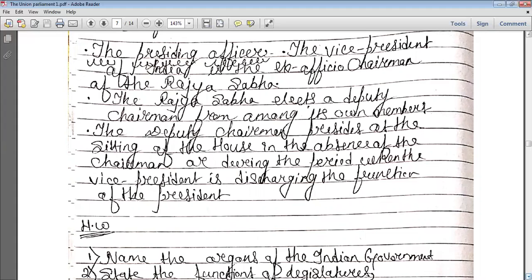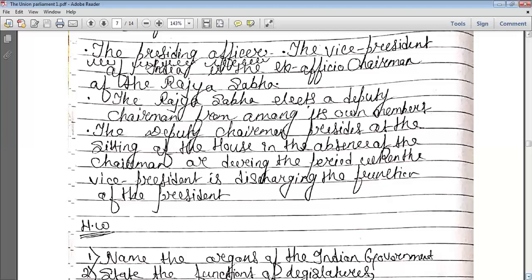The Rajya Sabha elects a deputy chairman. Deputy means whenever the main chairman is absent, somebody is deputed to that post to perform for a temporary period of time. Temporary period is very important for the word deputy. The deputy chairperson is elected from among its own members. Whenever the chairman is absent, the deputy chairman performs the activities of the chairman. The deputy chairman presides at the sitting of the house in the absence of the chairman or during the period when the Vice President is discharging the functions of the President.